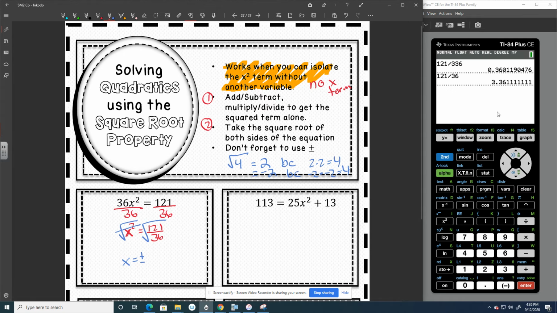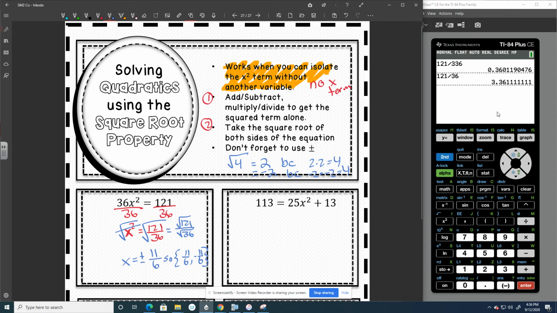And then the square root of 121 over 36, well, that's just the square root of 121 over the square root of 36. The square root of 121 is 11. The square root of 36 is 6. So my answer is x equals a positive 11/6 and a negative 11/6. So my answers would be 11 over 6, comma, negative 11 over 6. Those are my two solutions that make this equation true when I use those two numbers.